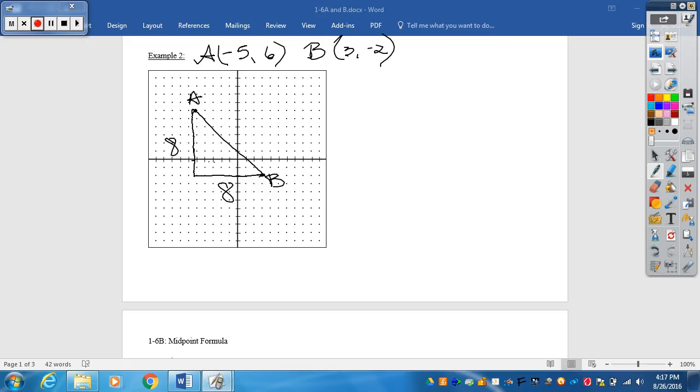So to find the length of AB, I'm going to take the leg squared plus the leg squared and set that equal to the hypotenuse squared. Okay, so working this out like we did before, 64 is 8 squared. Okay, if I add those two together, I get 128.